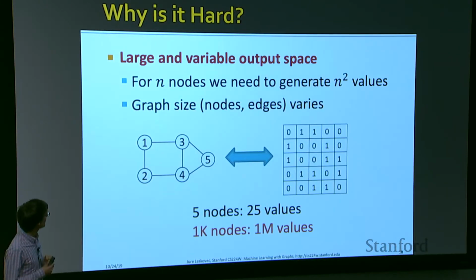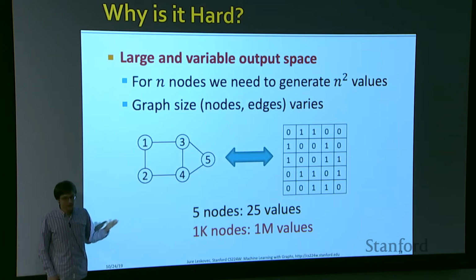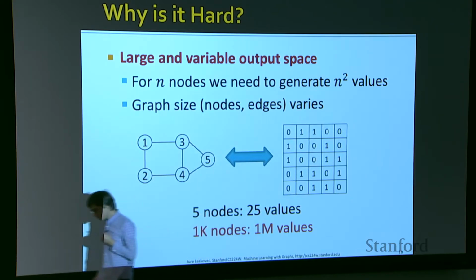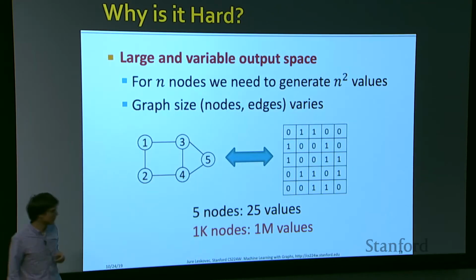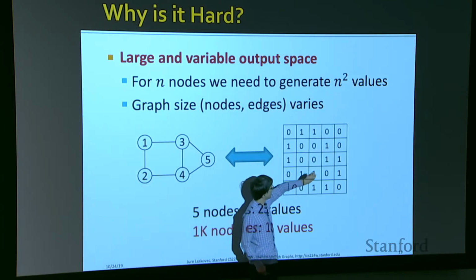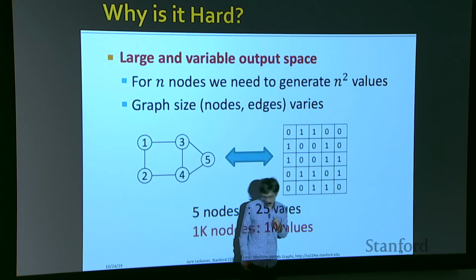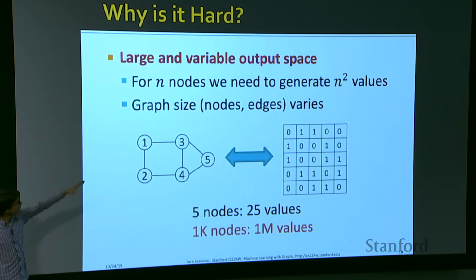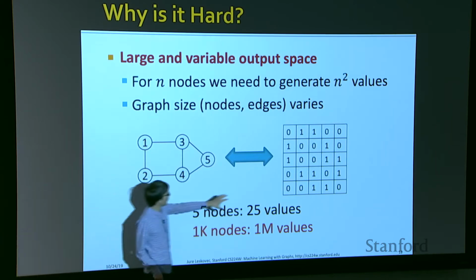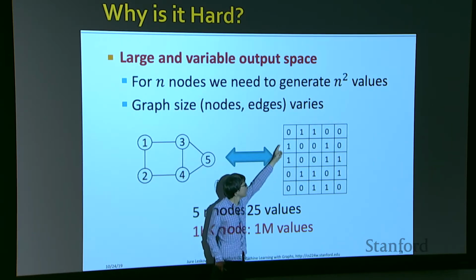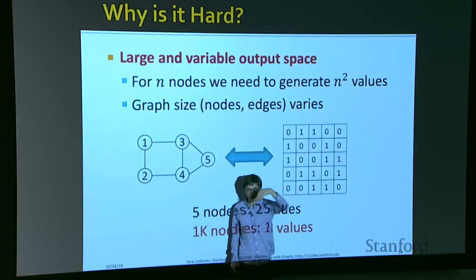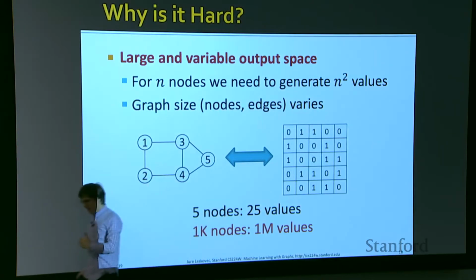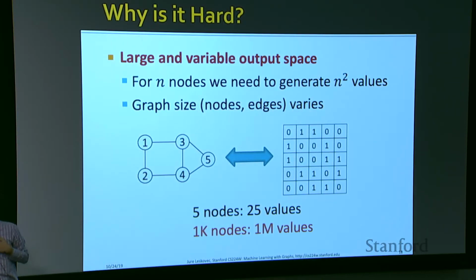Now, why is this hard, right? If you say, I want to generate a graph, then what you really need to do is generate an adjacency matrix, right? And we already talked about Kronecker graph generation, if you remember, when we were doing this recursive matrix generation. The issue is that for a graph on n nodes, the output space is of order n squared, right? For every node, I need to specify all other nodes it connects to and all other nodes it does not connect to.